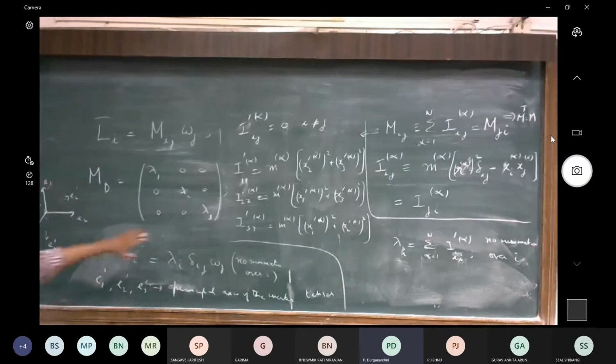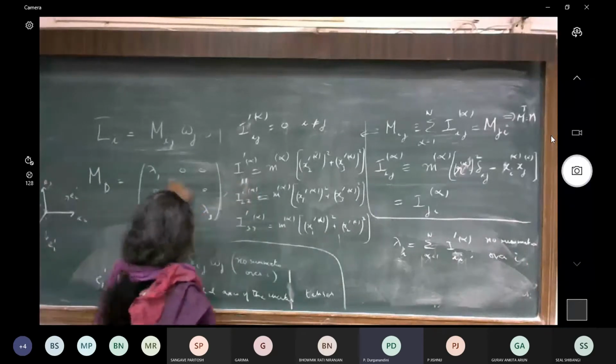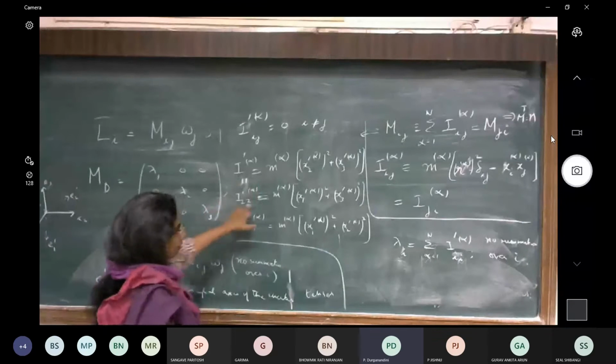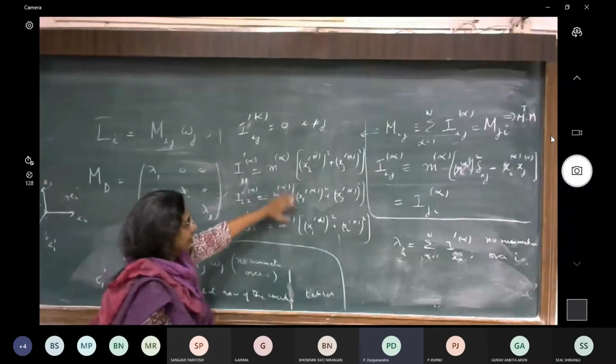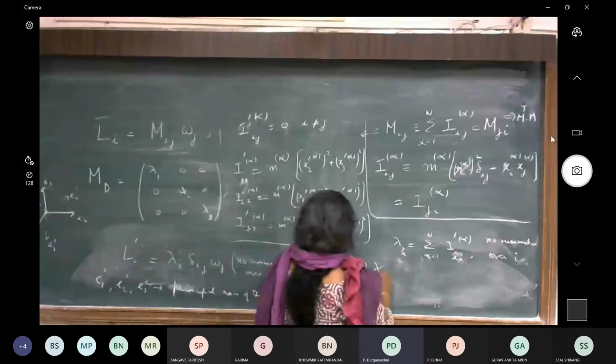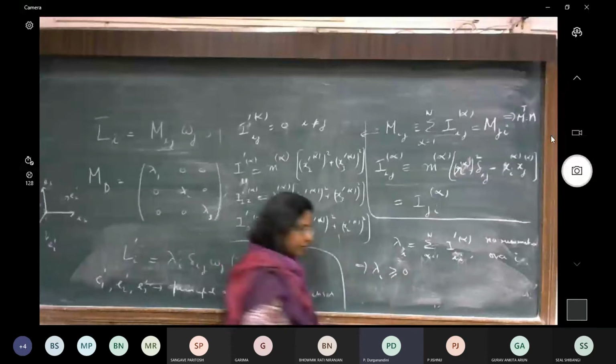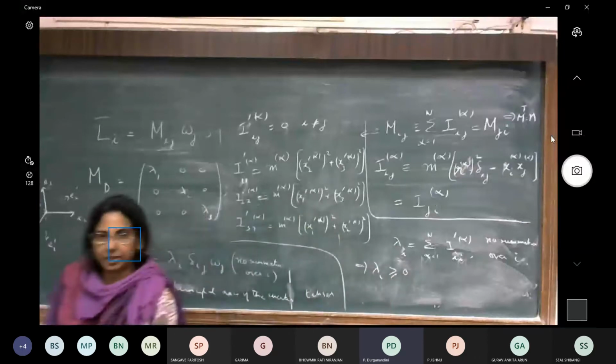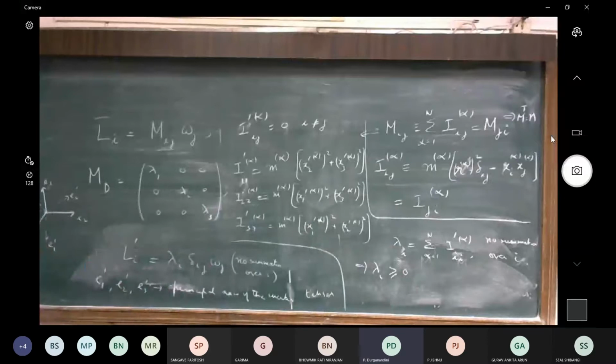Now looking at this definition, you can also say one more thing, that these eigenvalues must always be greater than or equal to 0, because this is simply nothing but sums of squares. So it also tells me that your lambda i must be always greater than or equal to 0. So they are not just real eigenvalues, but they are actually positive real eigenvalues, including 0.